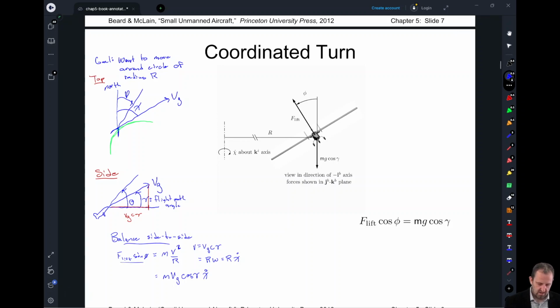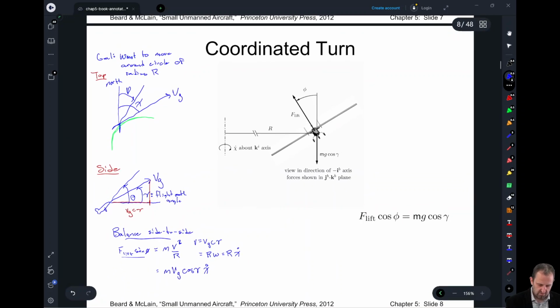Now if we look at our vertical force, previously we said that F lift cosine of phi, which is the vertical force from our aerodynamic lift, is equal to mg. If we set that equal to mg, there is no vertical movement. That was if gamma was equal to 0. When gamma is equal to 0, we want no vertical movement, which makes sense.